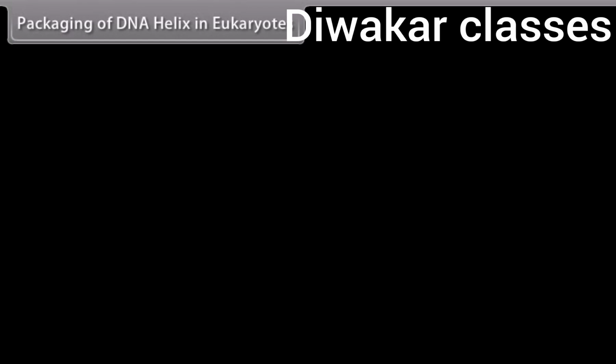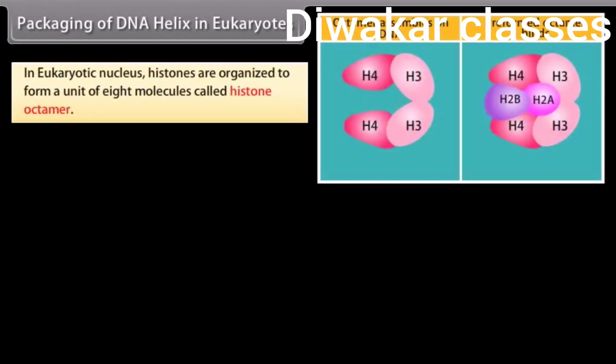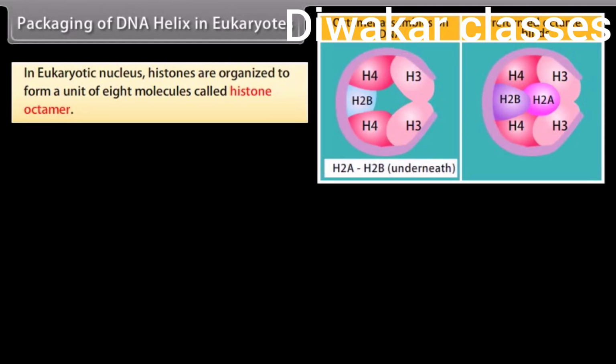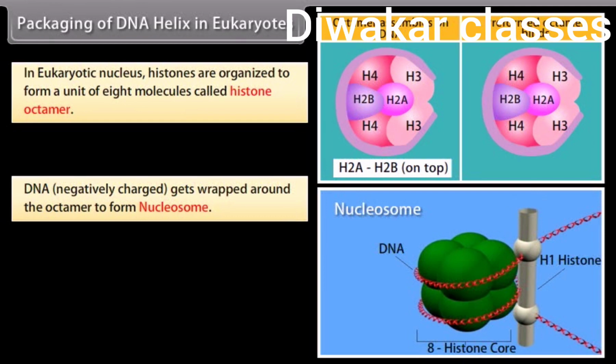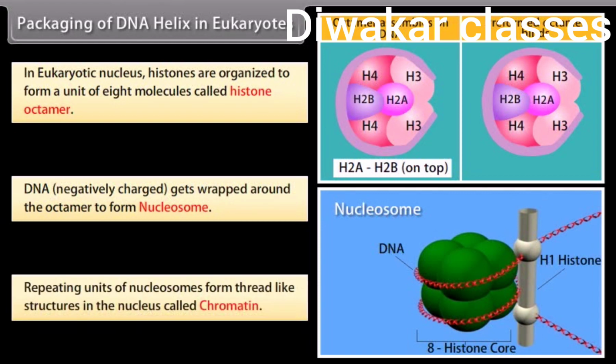Packaging of DNA helix in eukaryotes. In the eukaryotic nucleus, histones are organized to form a unit of 8 molecules called the histone octamer. Negatively charged DNA gets wrapped around the octamer to form a nucleosome. Repeating units of nucleosomes form thread-like structures in the nucleus called chromatin.